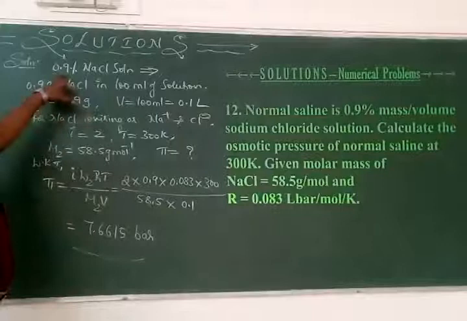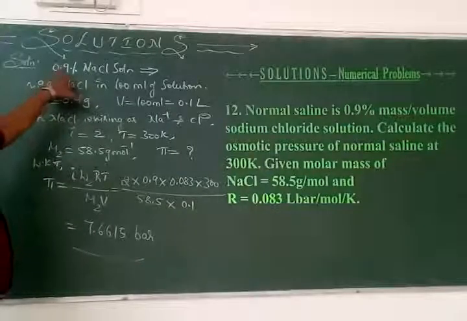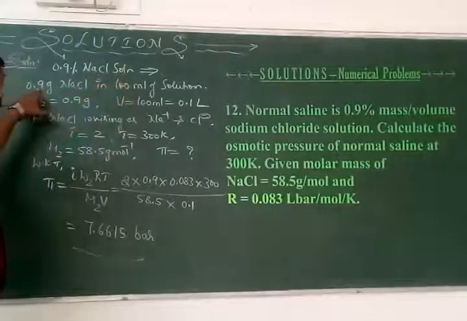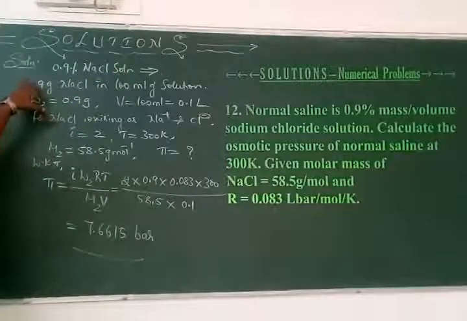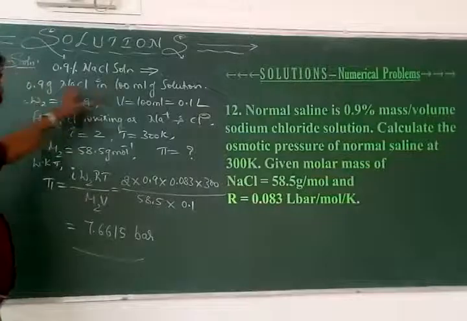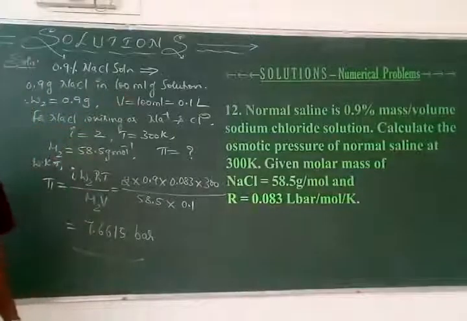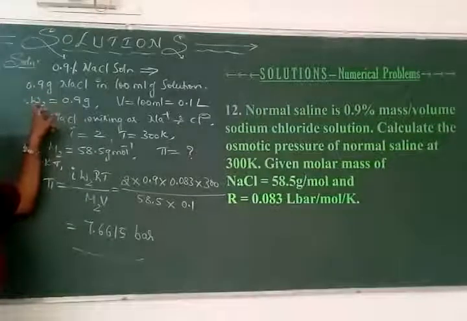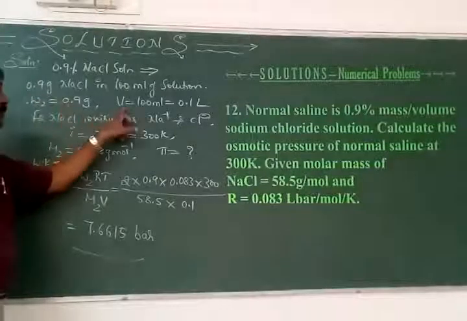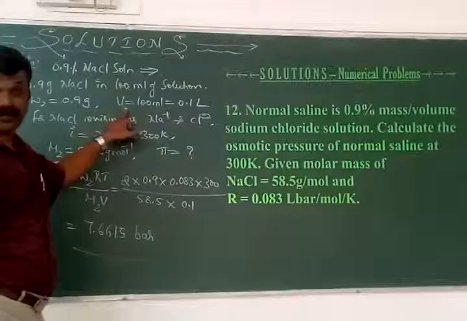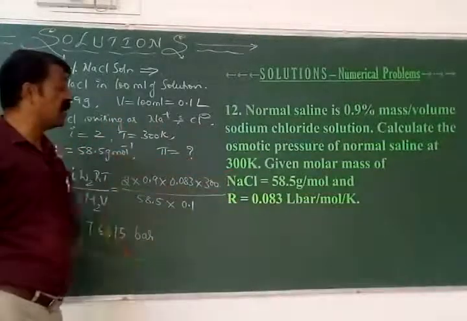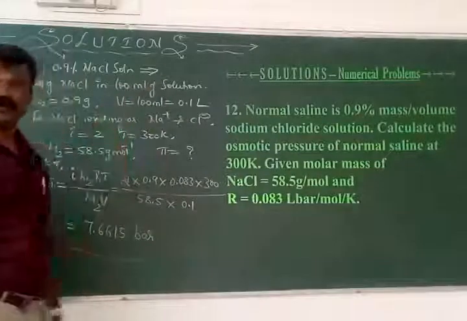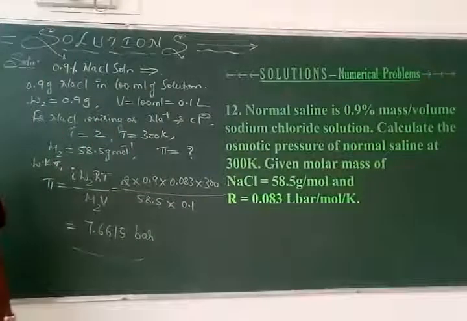What is the normal saline solution? Saline solution is 0.9% NaCl solution. So what is the meaning of that? 0.9 grams of a solute. What is that solute here? Sodium chloride in how much cm cube of the solution? 100 cm cube or 100 ml of the solution. Based on that, the solute mass of NaCl is W2 equal to 0.9 grams and the solution volume is 100 ml. But as R is in liter bar per mole per Kelvin, instead of 100 ml we have to mention that in the form of 0.1 in terms of liters.